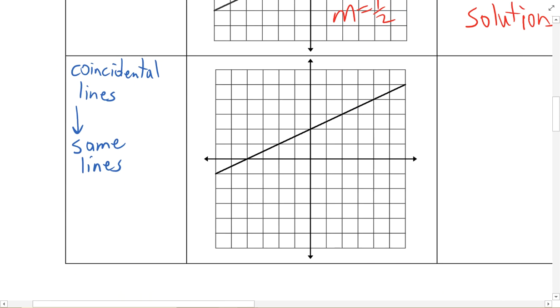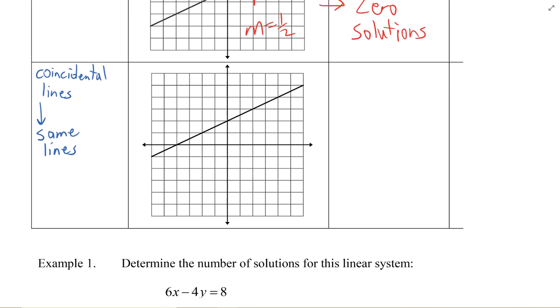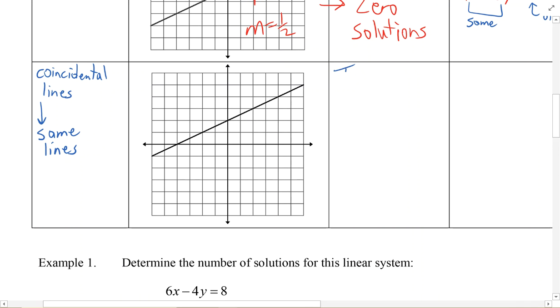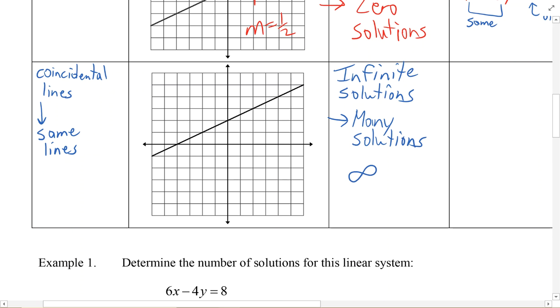How many solutions would there be? How many times do those lines cross? An infinite amount, right? So there are infinite solutions. Okay. Or you could write many solutions. Now, don't write infinity, okay? You don't want to say this. That would be incorrect because that's indicating that that's an answer. It's not. The proper way to write it would be infinite solutions. You got to have the word solutions there.